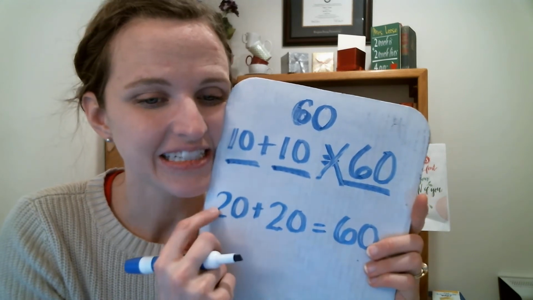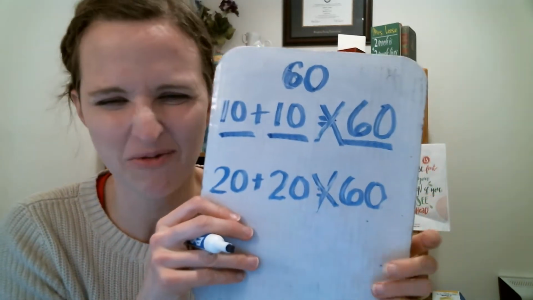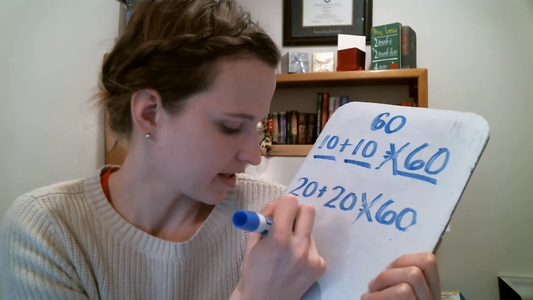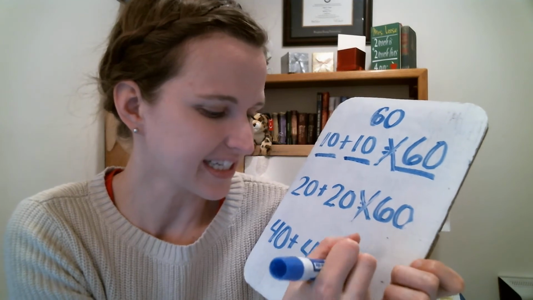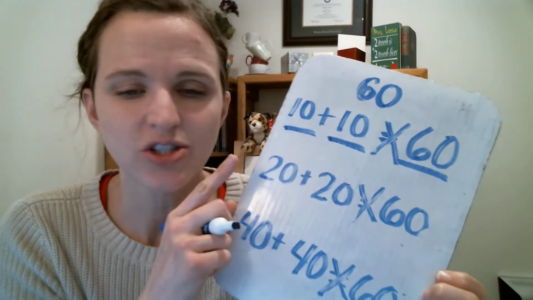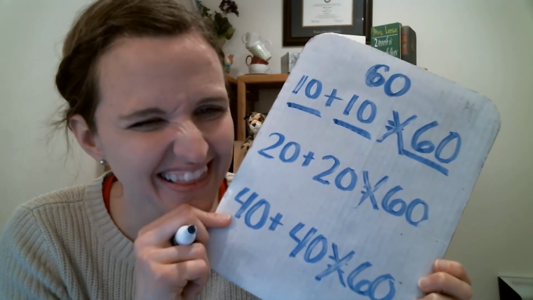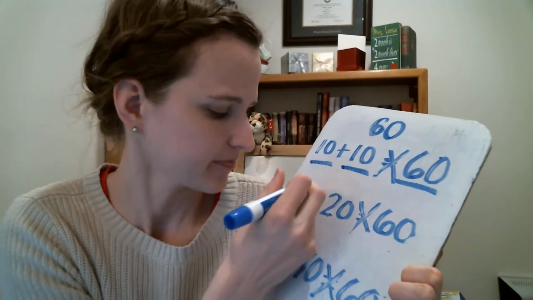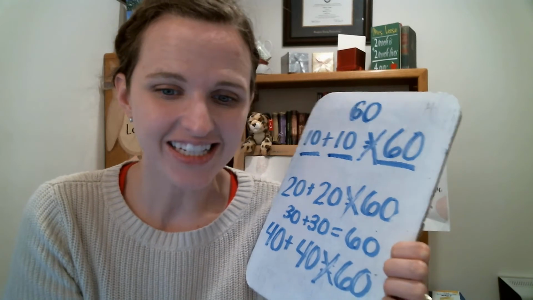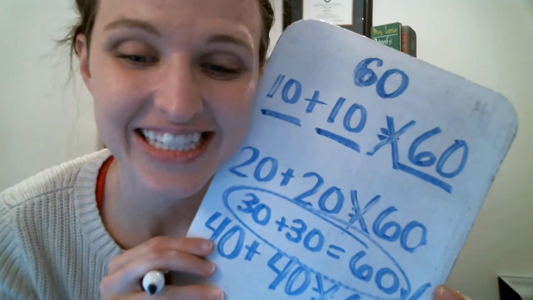I add up my tens. That equals 40. That's not enough. Should we try 40 and 40? 40 plus 40 equals 60? No, that's 80. That's too big. So if 20 plus 20 was too small and 40 plus 40 is too big, let's try what's right in between. 30 plus 30 equals 60. Ding, ding, ding, ding. That one's correct.